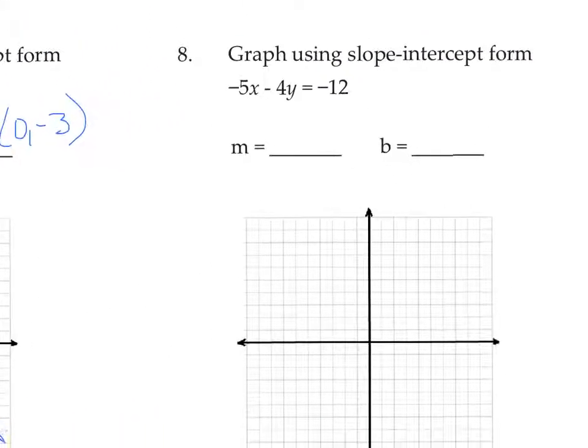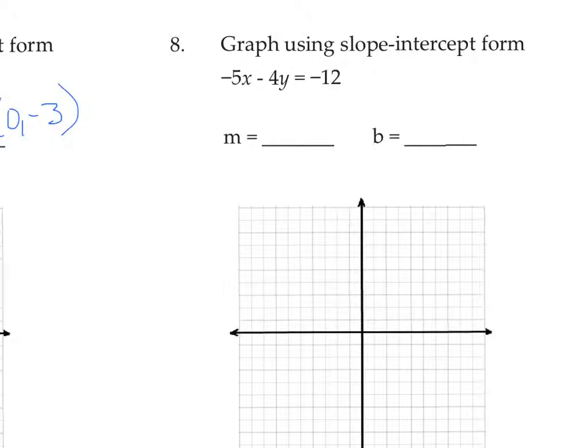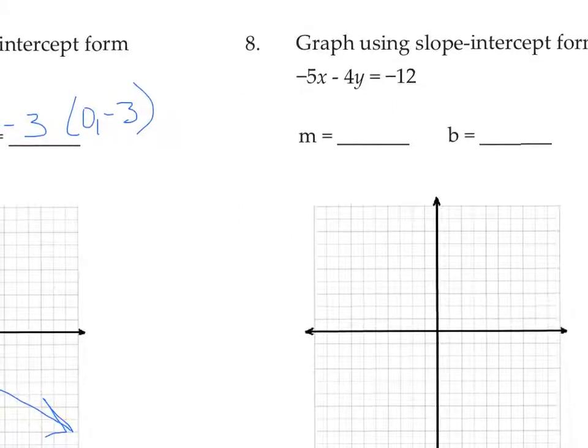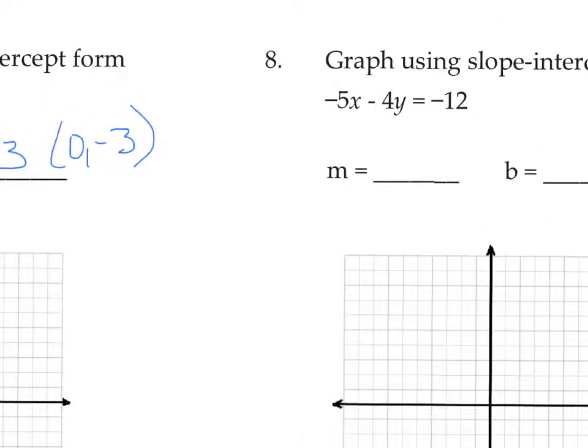All right. On number 8, we have the same situation. This equation is not solved for y. -5x minus 4y equals -12. We need to isolate this y. So I'm going to find some white space right here. I'm going to write negative 5x minus 4y equals negative 12.